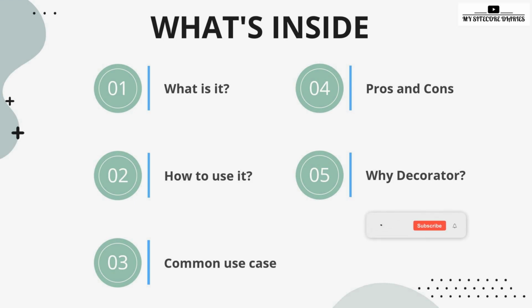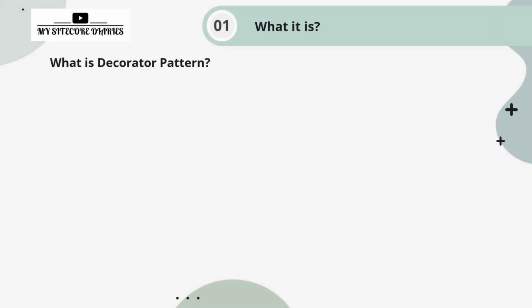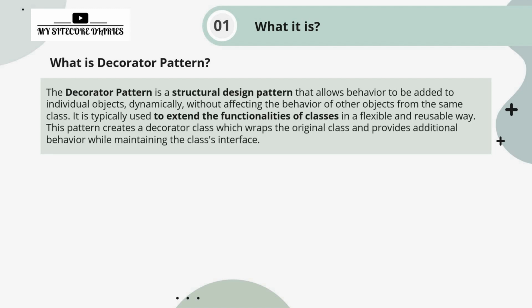So let's start today's topic. So what is the decorator pattern? The decorator pattern is a structural design pattern that allows behavior to be added to individual objects dynamically without affecting the behavior of the objects from the same class. It is typically used to extend the functionalities of classes in a flexible and reusable way. This pattern creates a decorator class which wraps the original class and provides additional behavior while maintaining the class interface.